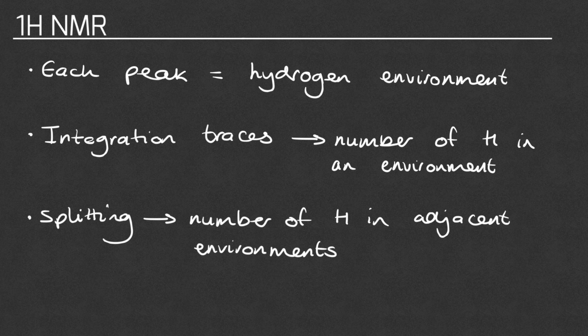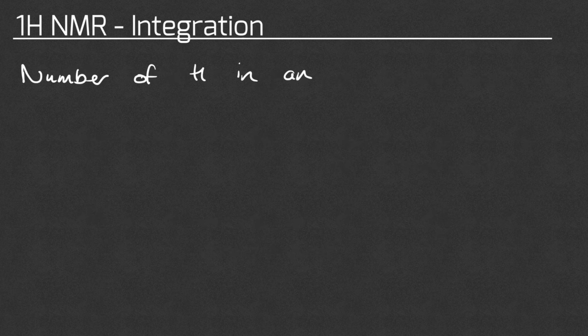We'll now look at both integration and splitting separately to see how they work, and then we'll go through some worked examples putting all of these together. Integration in a hydrogen NMR spectra tells you the number of hydrogens in total in that environment. So for example, if we imagine this was our hydrogen NMR spectra, integration is sometimes shown in 2 different ways.